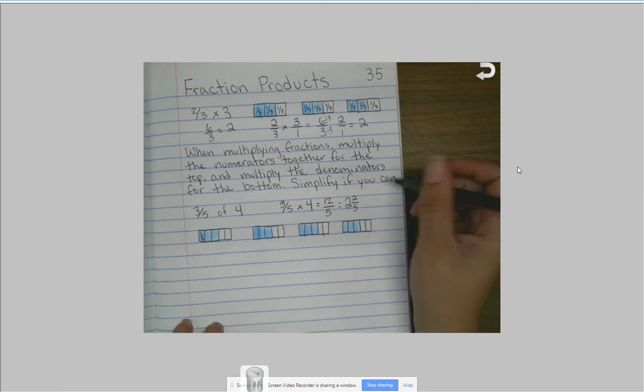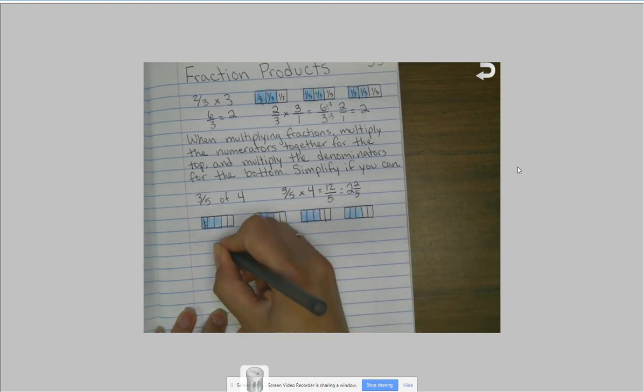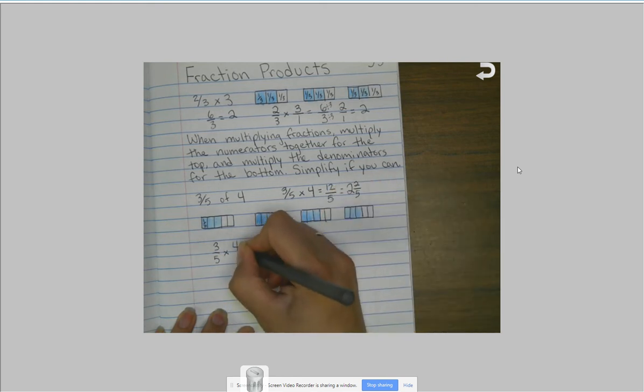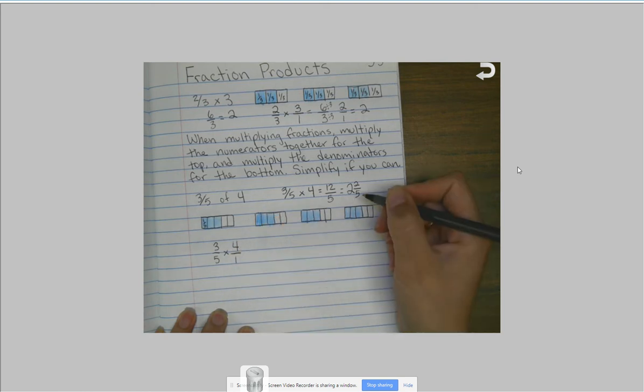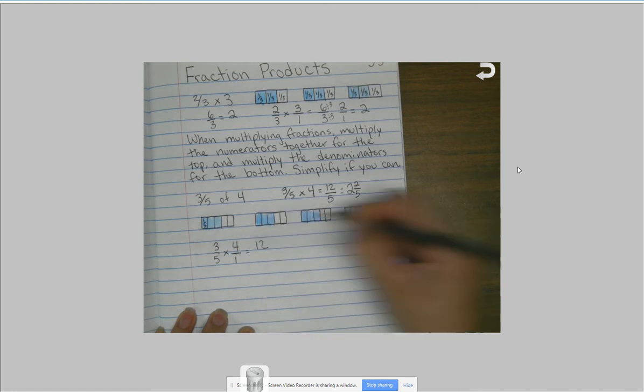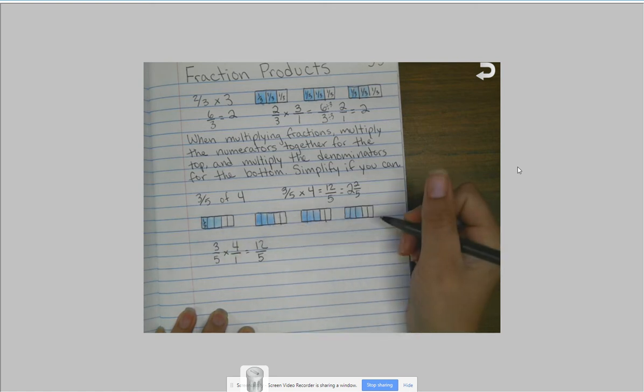All right, now let's look at that from what I taught you about up here. When multiplying fractions, multiply the numerators together for the top, and then multiply the denominators for the bottom. Simplify if you can. So down here, I'm going to redo it. So 3/5 times 4, which 4 as a fraction would be 4 over 1 because we're talking about whole units. 3 times 4 is 12, and you can see the 12 pieces in our picture. 5 times 1 is 5. Same answer.